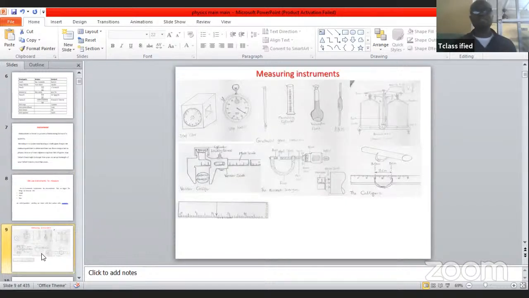Okay, so let's look at these instruments that we can use in taking these measurements. Let's look at them.